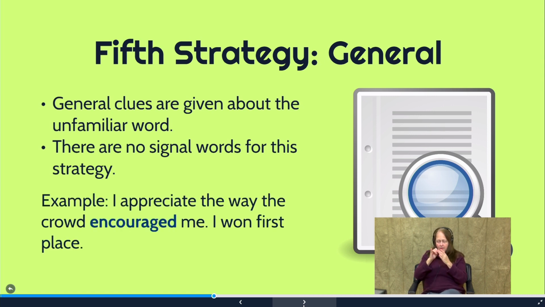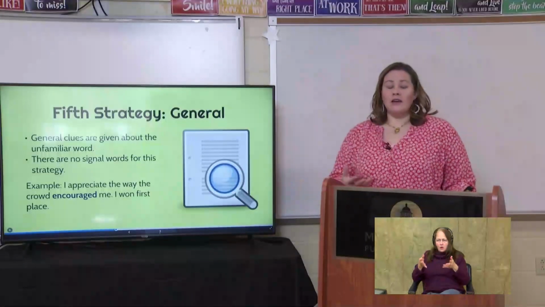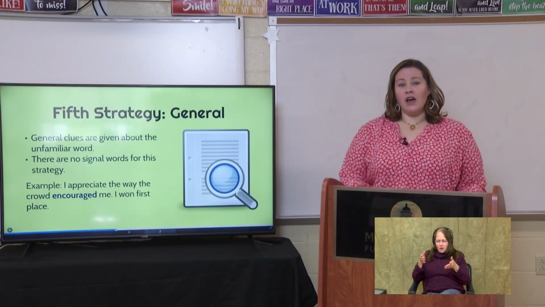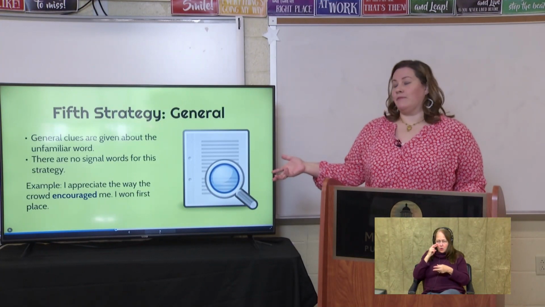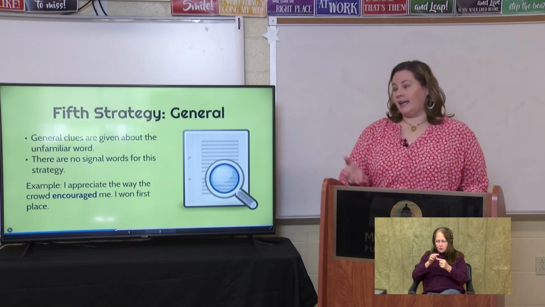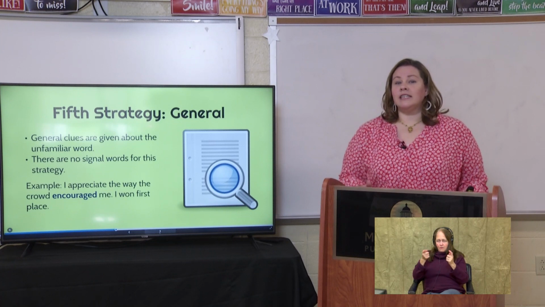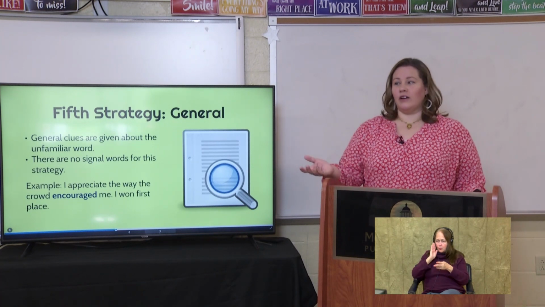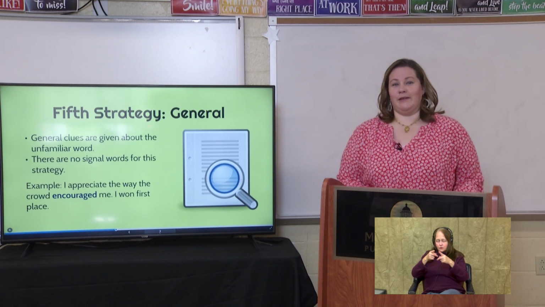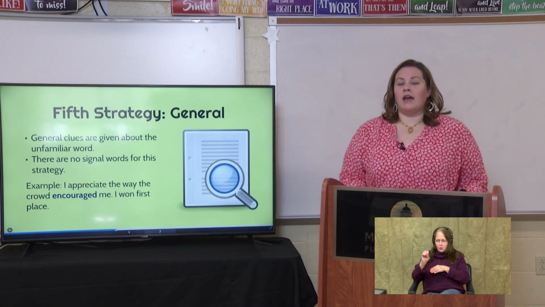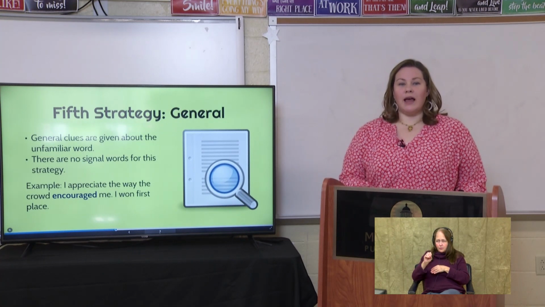The example, it says, "I appreciate the way the crowd encouraged me. I won first place." Now, there's nothing in this example that tells us directly what "encouraged" means. I know "encourage" is probably a word that we all know, but if you look at the example, it talks about appreciating, and about the person winning first place. They're obviously not going to be winning first place if they're in a stadium full of people booing them. So "encourage," we can think of as clapping, cheering.